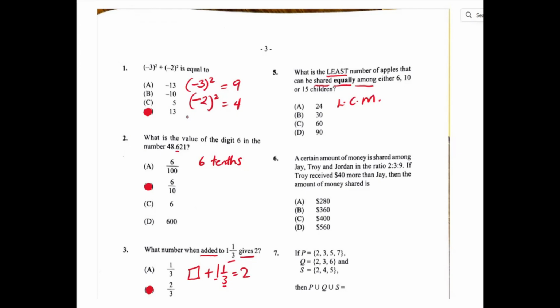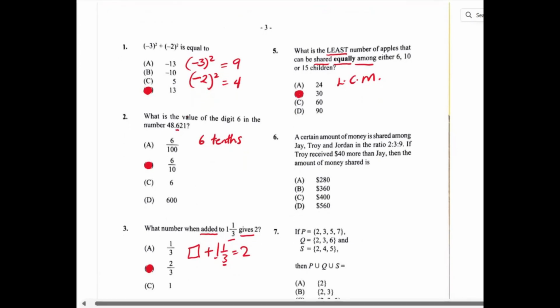We check 30. Can 6 go into 30 without a remainder? Yes. Can 10 go into 30 without a remainder? Yes. Can 15 go into 30 without a remainder? Yes. So the answer is B. Remember, we're looking for the lowest common multiple. So even if 60 and 90 are both multiples of 6, 10, and 15, they will not be the lowest, right?